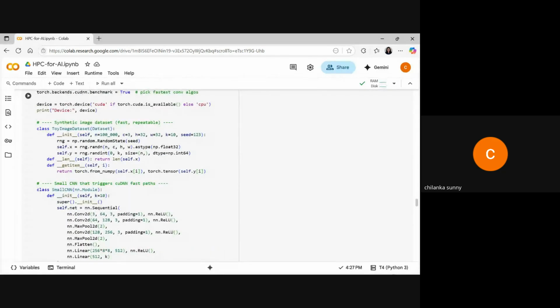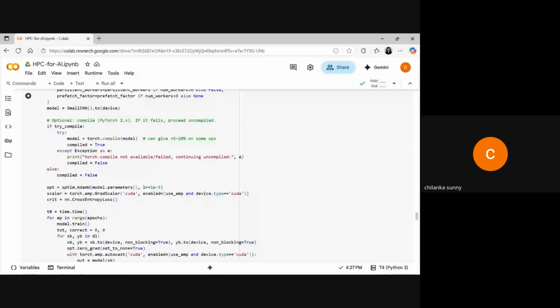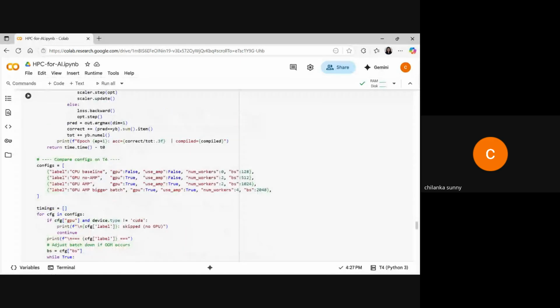Okay, so here we prepare the CNN, here we prepare the data set, and then we are setting different configurations. The first configuration is the CPU baseline, where no GPU is used, no AMP, a mixed precision technique, is used, and the data load workers are also not used, and the batch size is 128.